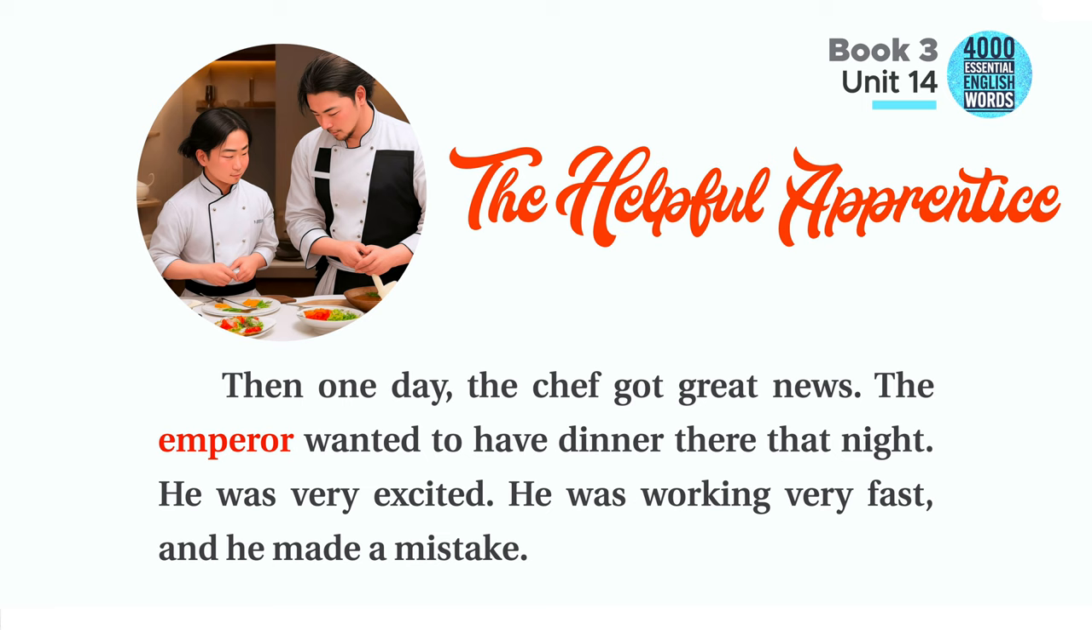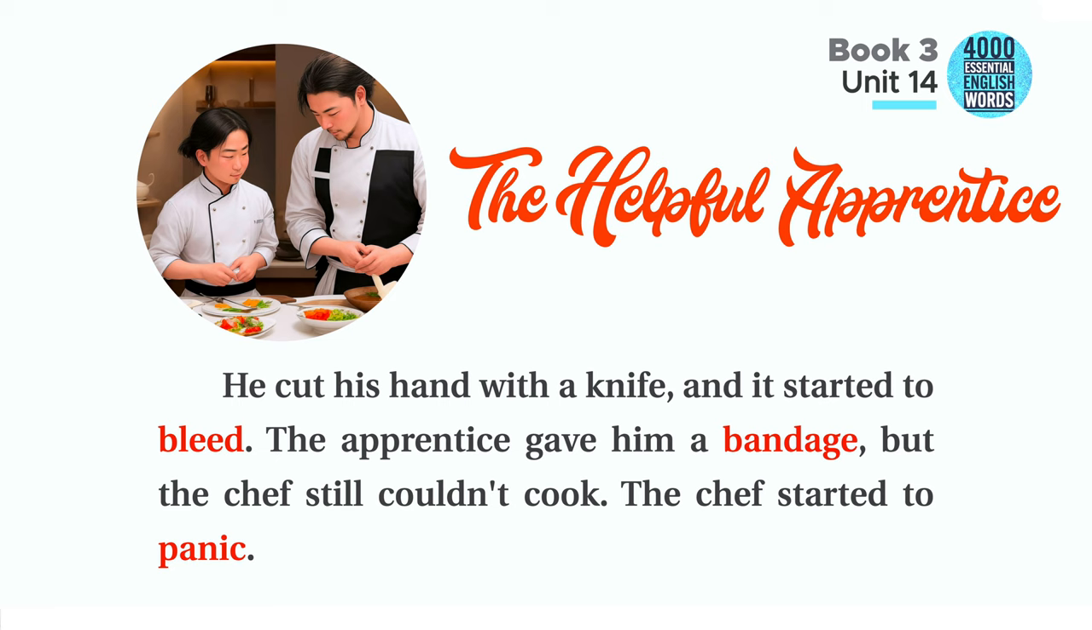Then one day, the chef got great news. The emperor wanted to have dinner there that night. He was very excited. He was working very fast, and he made a mistake. He cut his hand with a knife, and it started to bleed. The apprentice gave him a bandage, but the chef still couldn't cook. The chef started to panic.